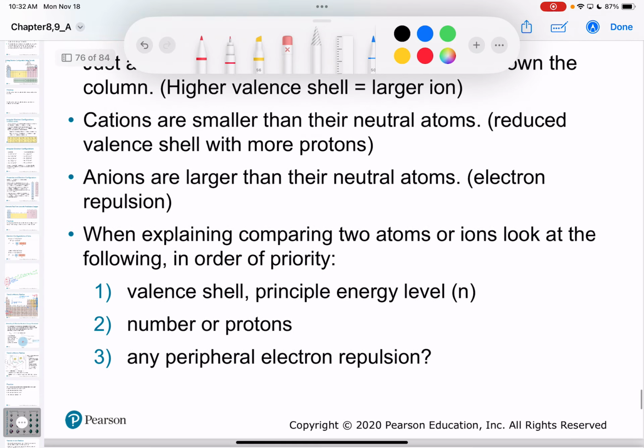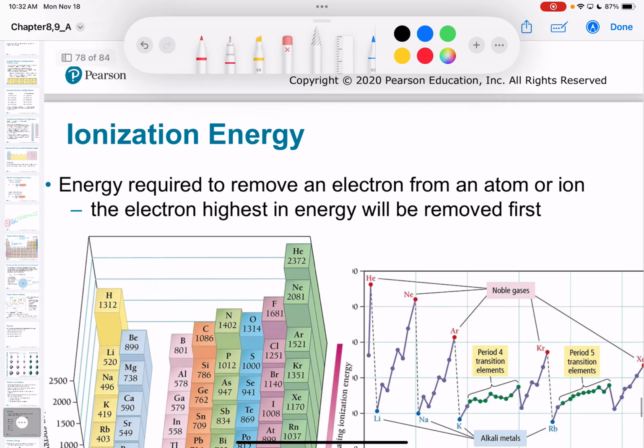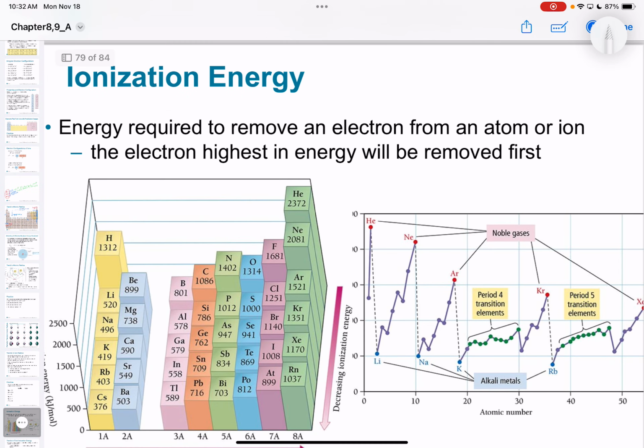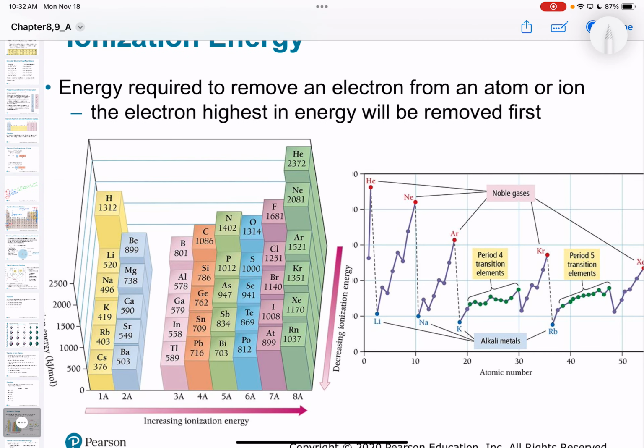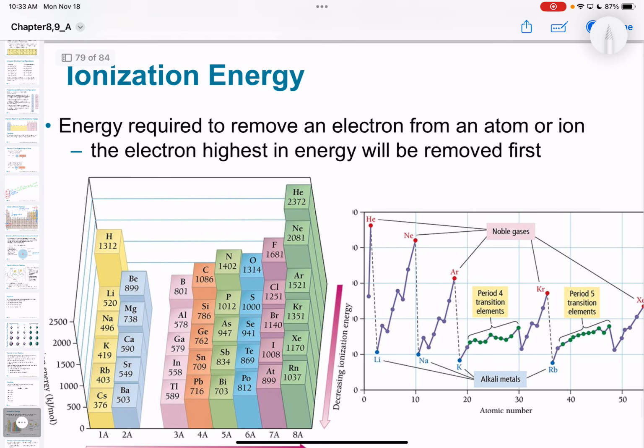Okay, I'm going to skip forward to where we talk about ionization energy so that it's formalized, because we talked about size. We're going to talk about ionization energy, we're going to talk about electron affinity, and then we're going to go back and give them a little bit of detail. Okay, so here's the actual numbers for ionization energy.